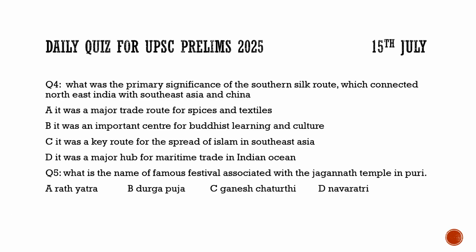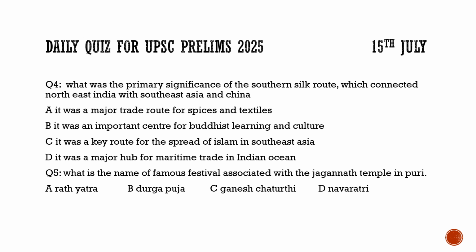Now, coming to question number 4, let's see what it says. What was the primary significance of the southern Silk Route, which connected northeast India with Southeast Asia and China? We discussed it. It connected through Myanmar. So, what was the primary significance of it? It was a major trade route for spices and textiles. Yes, it was the major trade route for spices and textiles.